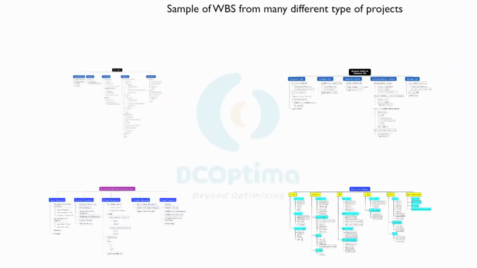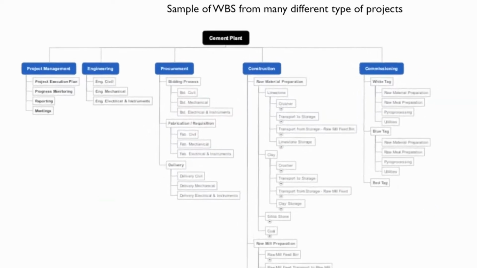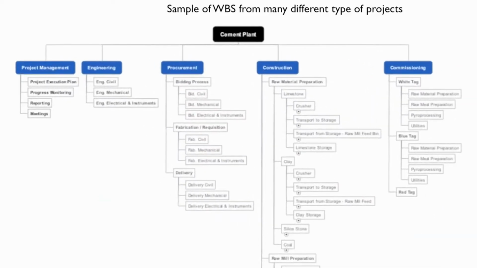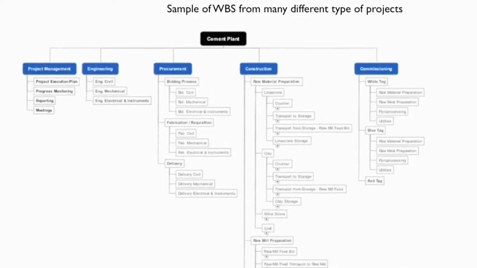We see here some samples of WBS from many different types of projects. All of these WBS are taken from real projects. The first one is building a cement plant. It is a large construction project. This WBS is based on the functional use approach combined with some other approach.